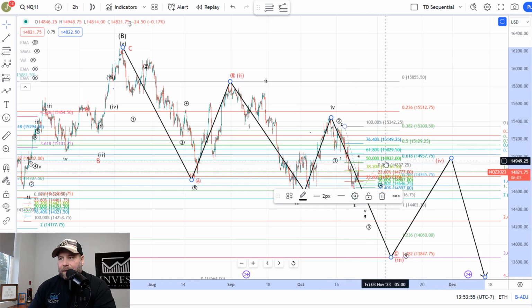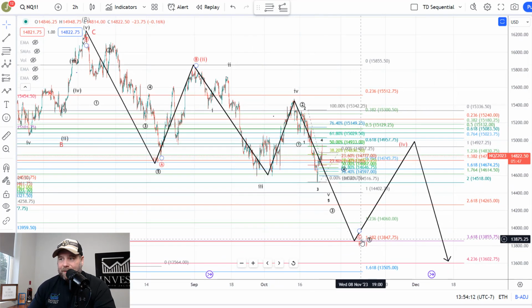The move back up into the 14,933 area, you can see they poked through it, is not ideal. They certainly haven't invalidated. They're not up in wave 1 territory. But when a wave 4 comes back over the 50% retrace of 3, it's generally a problem for the impulsive count. So they need to have an impulsive count down in this C wave, and they're not really seeing that. Does that mean they can't? No.